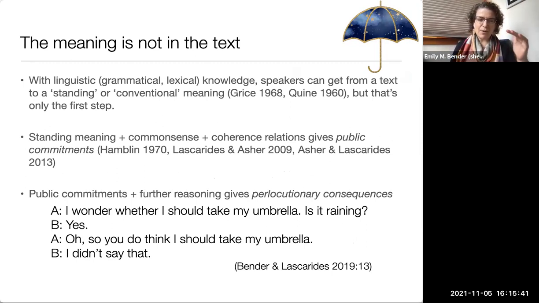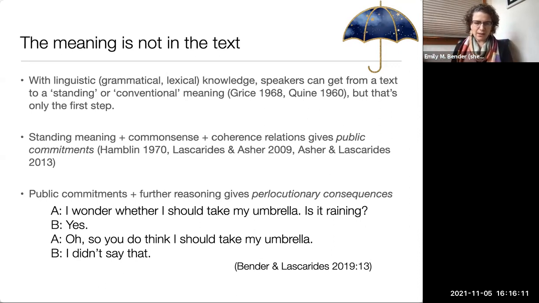The next step involves bringing in common sense and also coherence relations, so the ways in which the sentence relates to the discourse around it. And from that, we can get to what's called public commitments. That is what the person is actually on record as having said because they uttered that sentence with that structure in that context. You can go further. So there's the public commitments, and then some further reasoning gives what can be called perlocutionary consequences, which are things that they're not necessarily committed to, but that would be reasonable inferences.